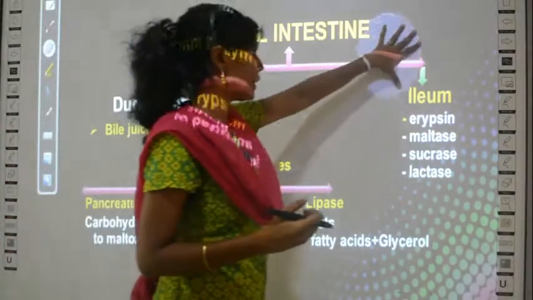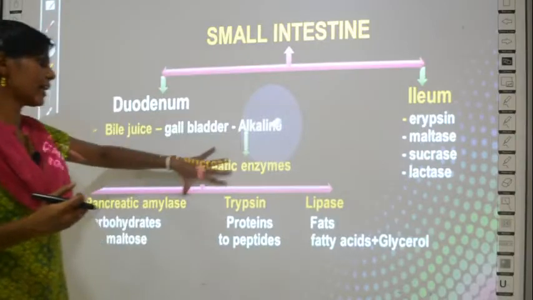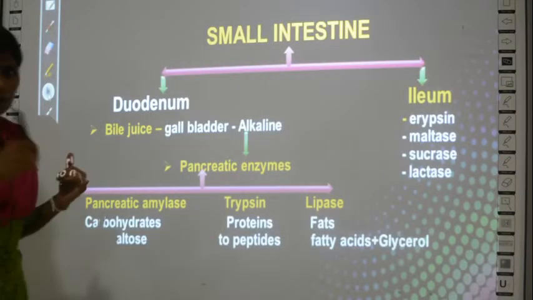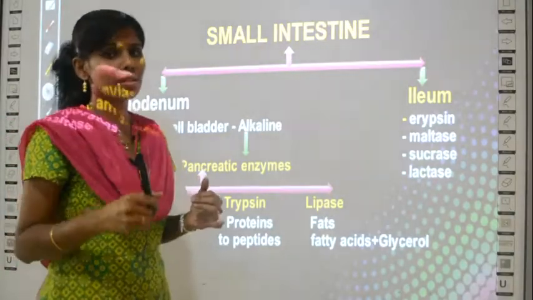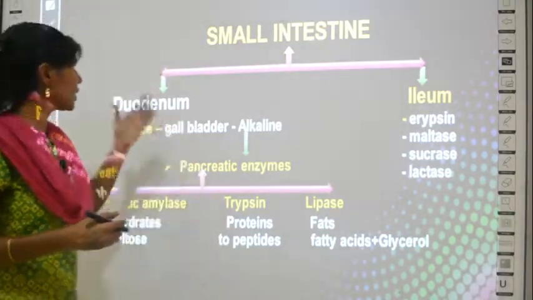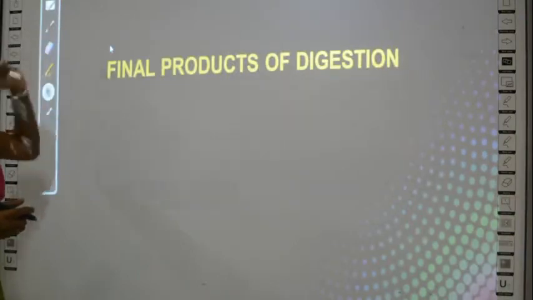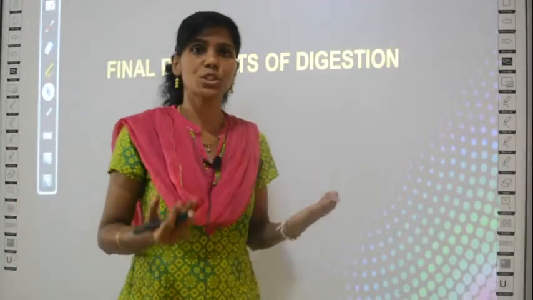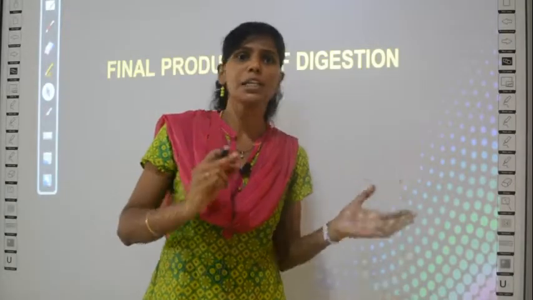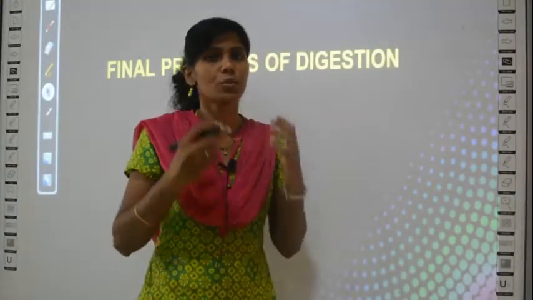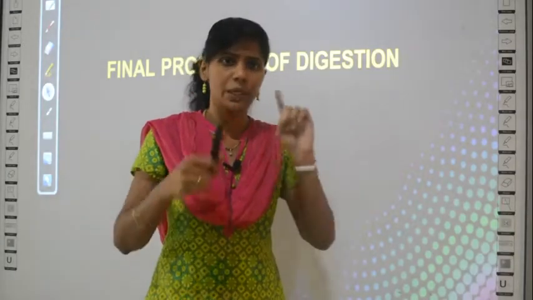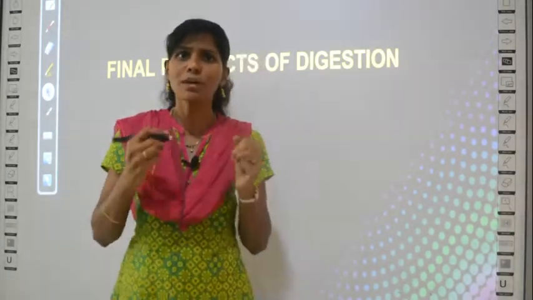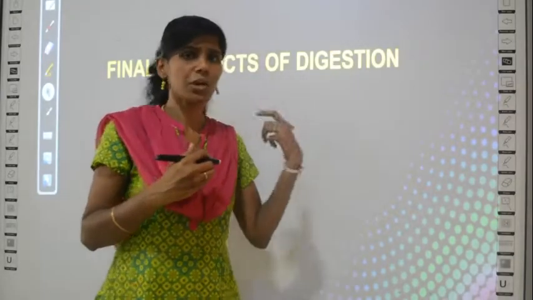Now we have completed the process of digestion: how the mouth is involved, how the stomach is involved, and how the small intestine is involved in digestion. So what is the next step? Before the next step, let's see the final products of digestion. We have learned digestion is the breakdown of big food particles to small food particles. So what do we eat generally? We eat carbohydrates, proteins and fats, right? What will happen to these three? That is what is given in the slide.